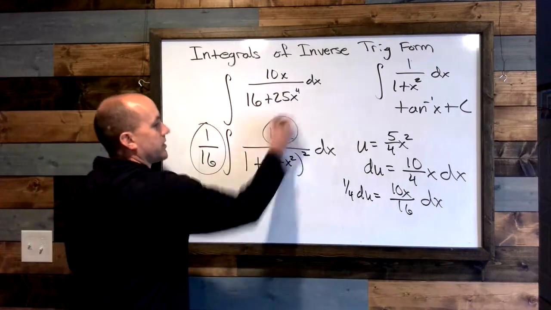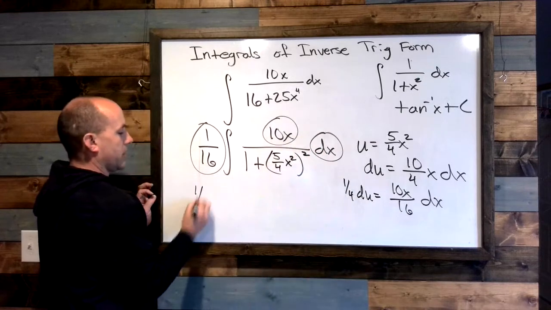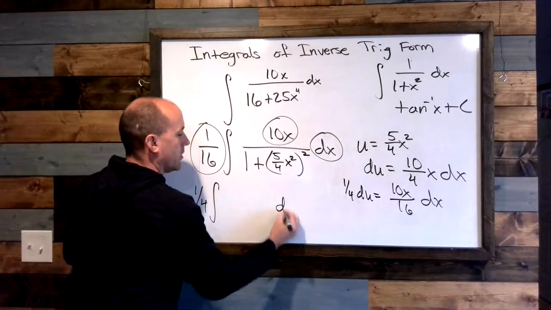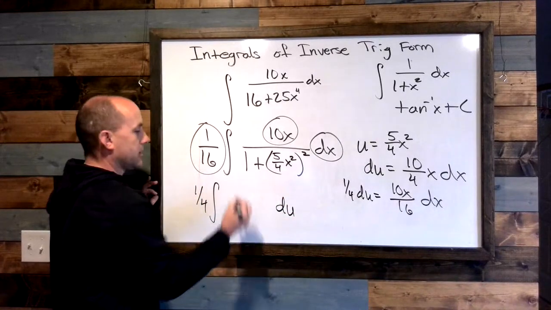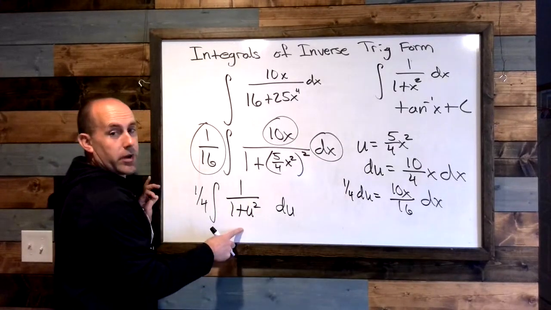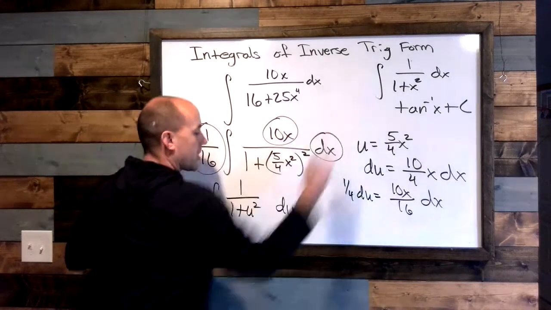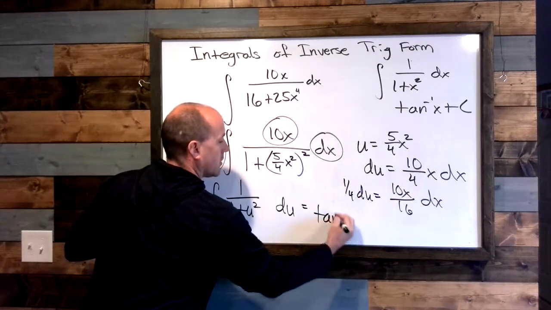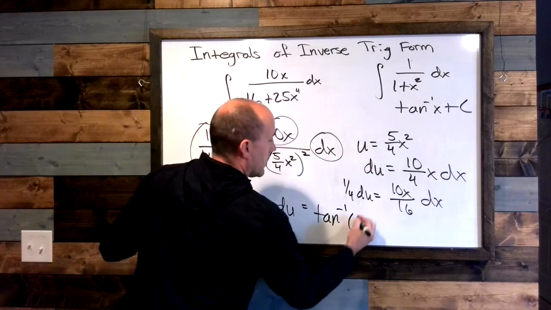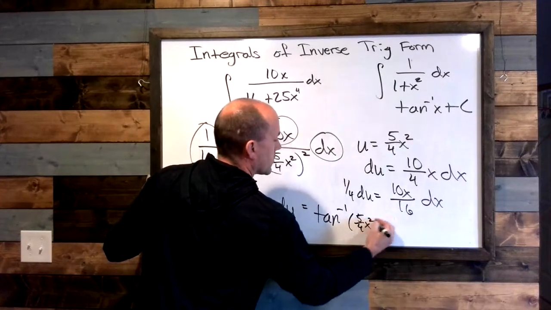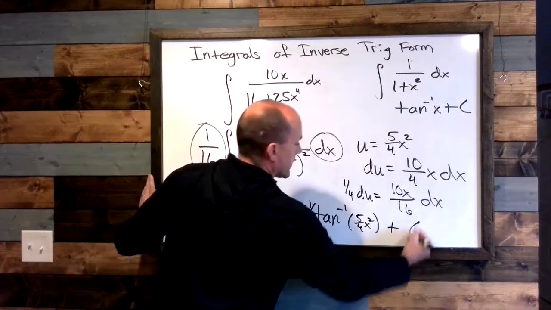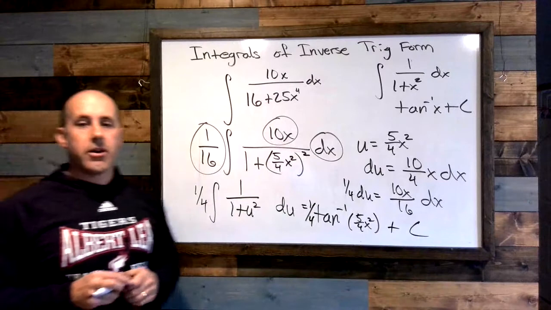This is gone, and this is gone with the substitution of 1/4 du. What remains in its place? 1 over 1 plus u squared. The antiderivative of that is, as we said, arctangent of, what is u? U is 5 over 4x squared. You have your 1/4 out front plus a constant. And there you have it.